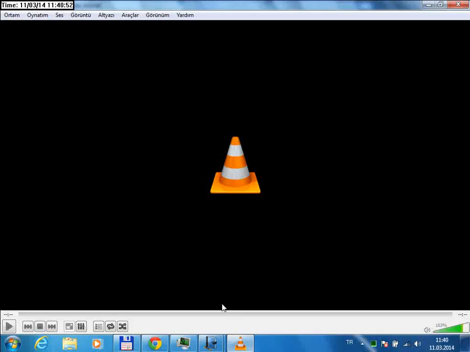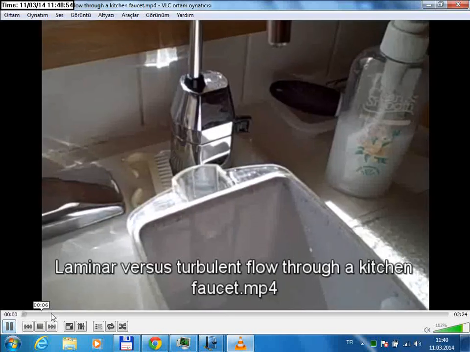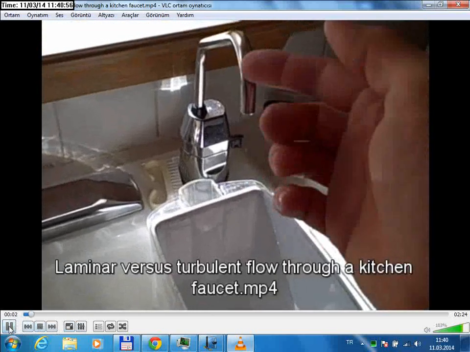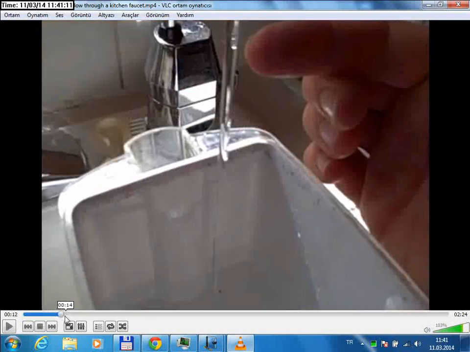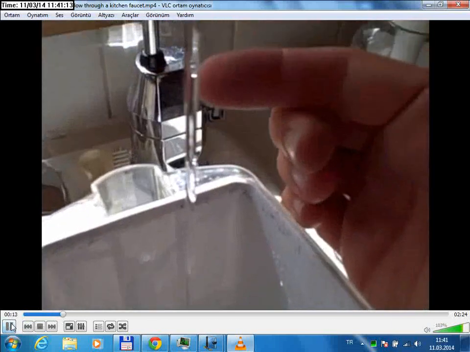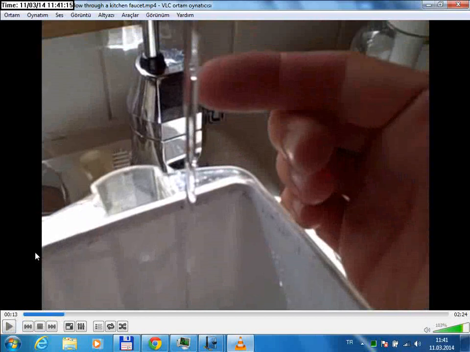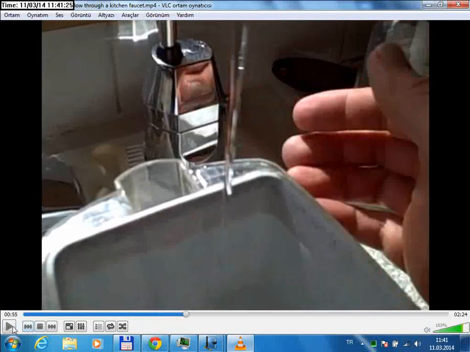So let me go back to this video. We're going to use a kitchen sink faucet. In the video, he talks about two types of flow, laminar and turbulent, and you can clearly see the effect here. In the first case, when the flow is laminar, you can see that the flow is really uniform. The flow particles are moving in parallel. But when the flow becomes turbulent, it's not the case anymore.